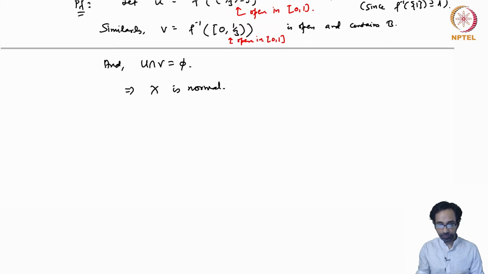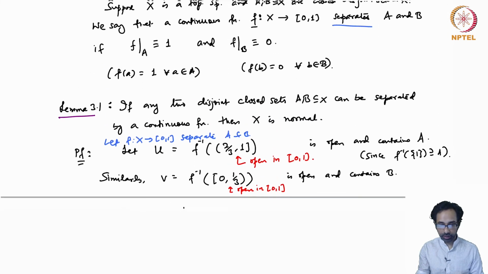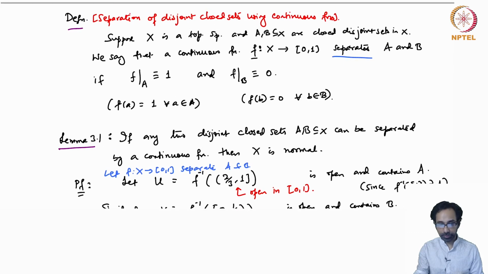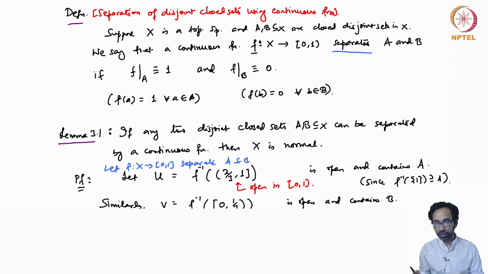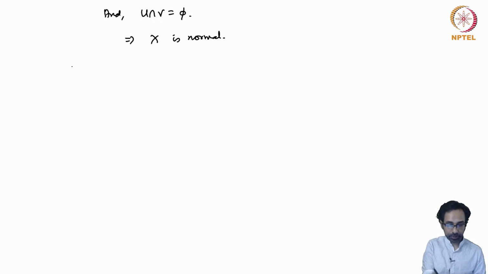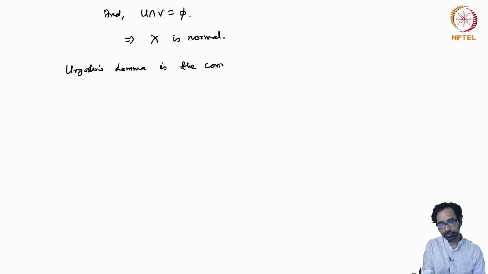So we see that if you have this property of separation of disjoint closed sets using continuous functions for any given pair of disjoint closed sets, then X is normal. And basically Urysohn's lemma is the converse of this lemma. So Urysohn's lemma is the converse statement.